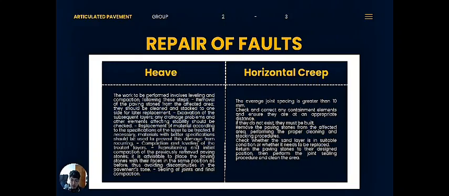The average joint spacing is greater than 10 millimeters. It's a condition, and if it doesn't exceed, we remove the paving stones from the affected area, and perform the proper cleaning and staking process. Check whether the sand layer is in suitable condition or whether it needs to be replaced. Return the pavers to their designed position, then perform the joint sealing, preserve and clean the area. And that is for these two faults.